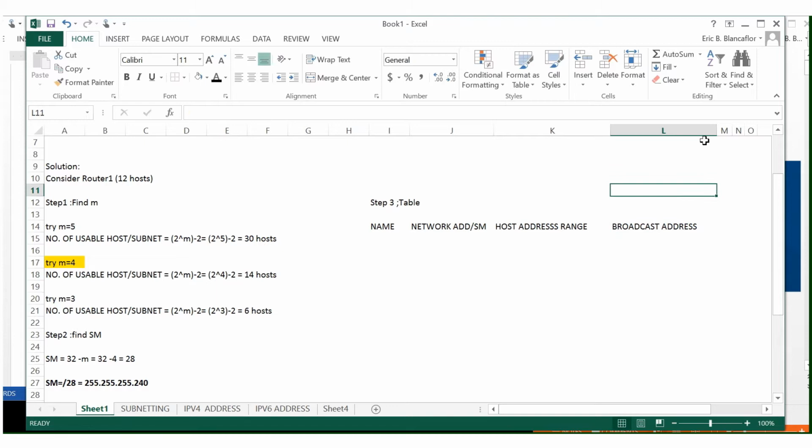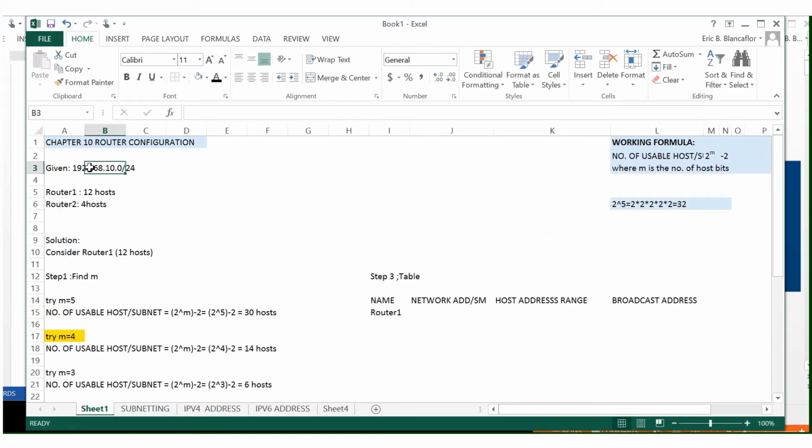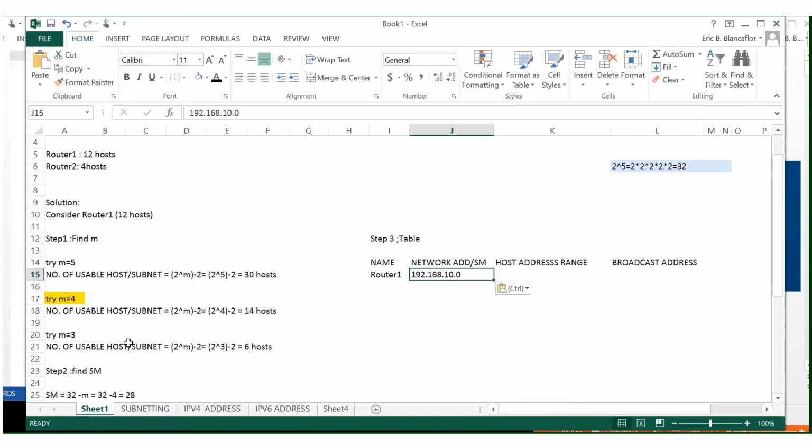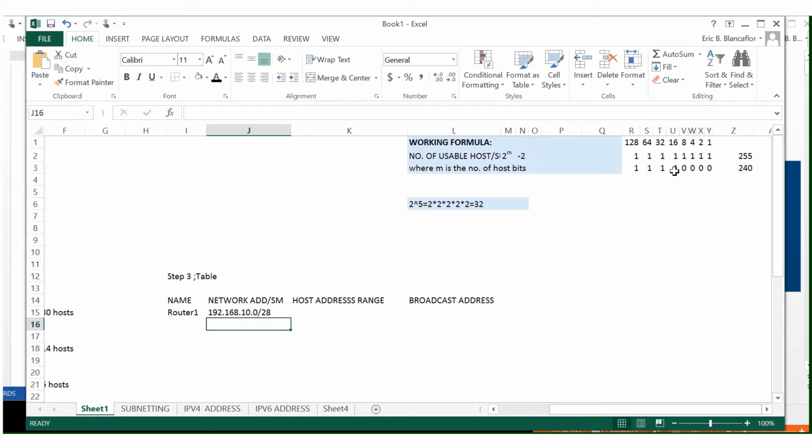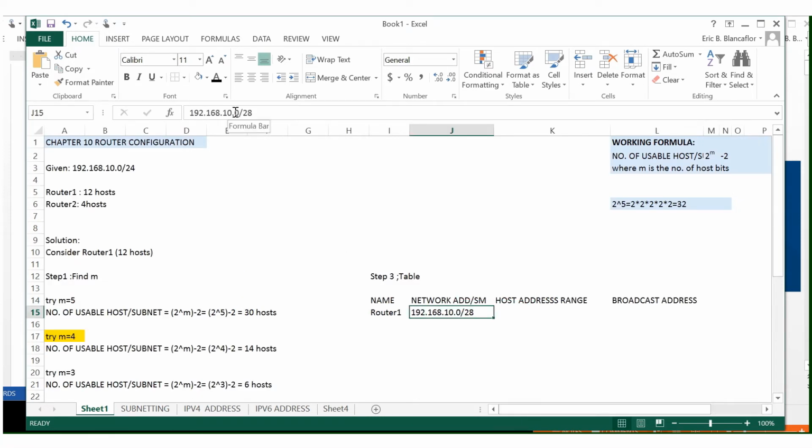To fill this up, we start with the given. So for router 1, its network address is the given network address, which is this one, 192.168.10.0. So that will be the network address of router 1. So by computation, our subnet mask is /28. So how do we fill this up? We need to get the number to add for us to get the next network. So the technique is to find the rightmost network bit, which is this one. It falls in 16. So we add the 16 here in 0.